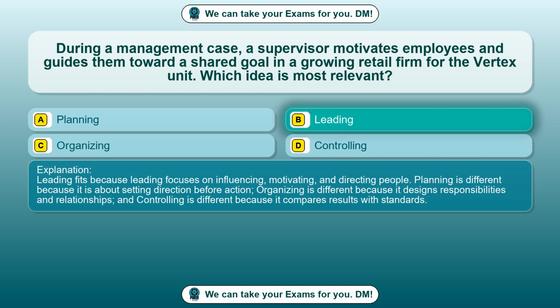Leading fits because leading focuses on influencing, motivating, and directing people. Planning is different because it is about setting direction before action. Organizing is different because it designs responsibilities and relationships, and controlling is different because it compares results with standards.